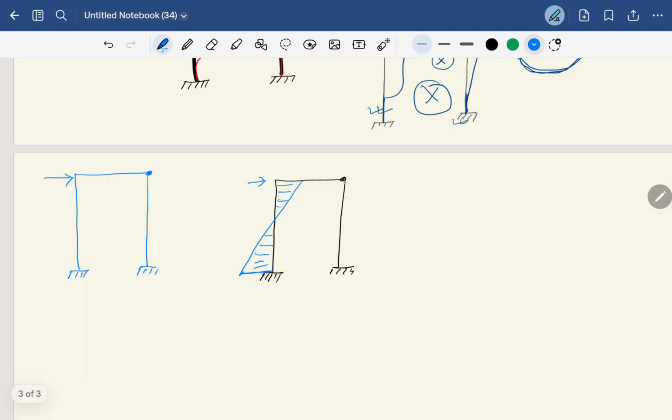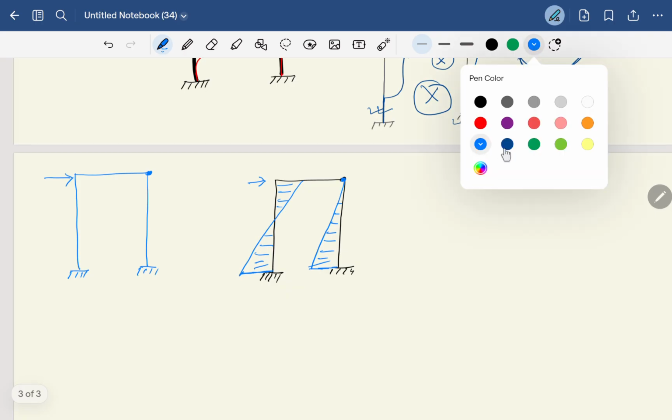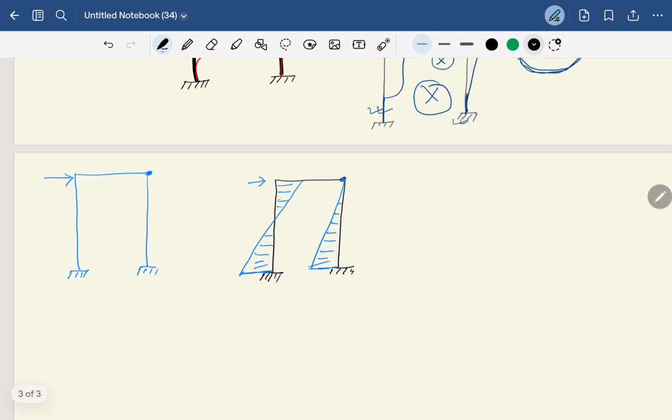And in this case, because this is the internal pin, the bending moment will be 0, only here it will be like this. And one more thing is that it will be like this. So this is the bending moment diagram of this portal frame, okay. This is the bending moment diagram.